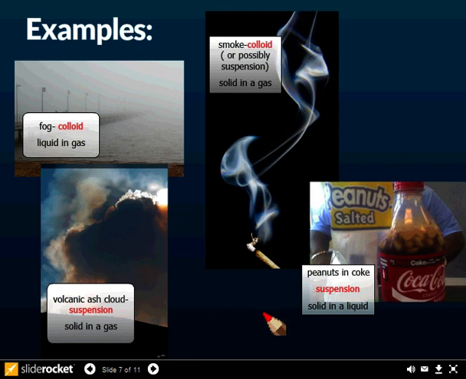So we've gone over two types of heterogeneous mixtures, suspensions and colloids. And a heterogeneous mixture, if you remember, you can easily separate the parts of the mixture out. They have more than one phase.